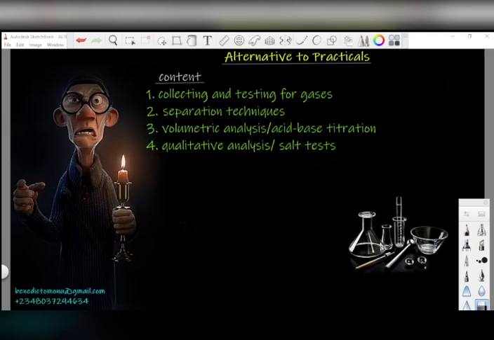Okay, here, this is chemistry alternatives to practicals. And for the IGCSE exams, for the purpose of today's class, we're going to be looking at number one, collecting and testing for gases. We'll be looking at separation techniques, volumetric analysis, salt-based titration, then qualitative analysis or salt analysis. We're going to be taking each of these items one after the other.